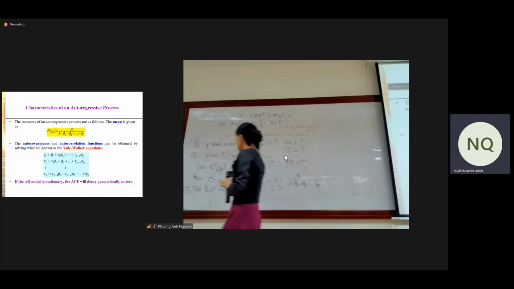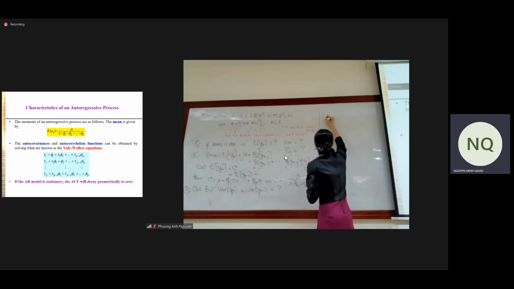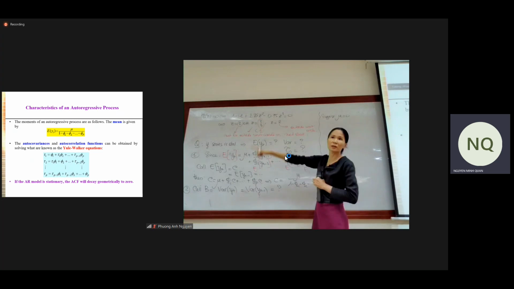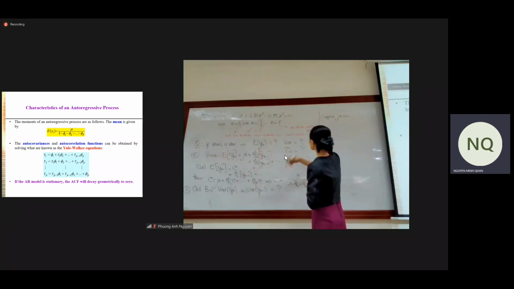Okay. Suppose that mu equals 0. Now we focus on this, just to simplify. For now, also suppose mu equals 0 to simplify the way we write it down. What is the variance?